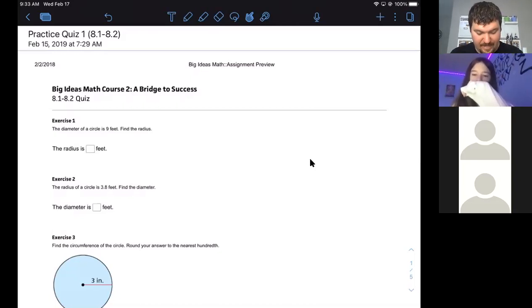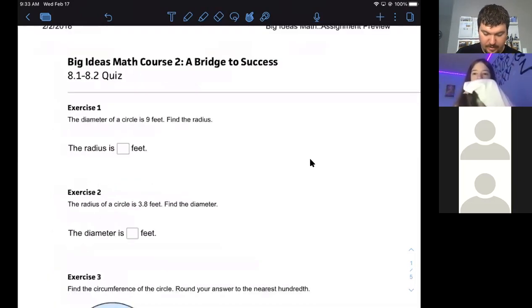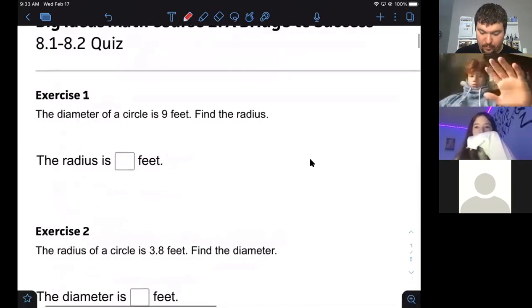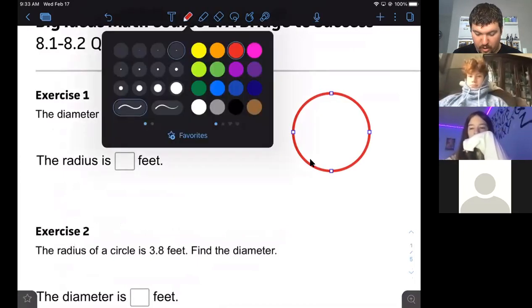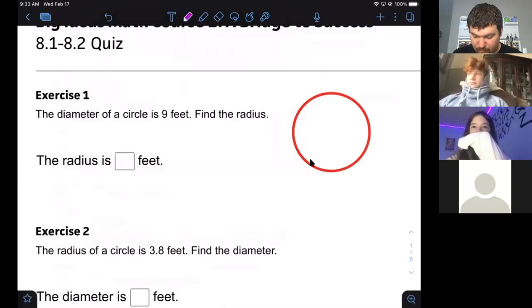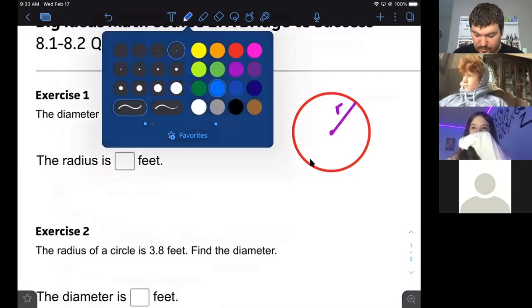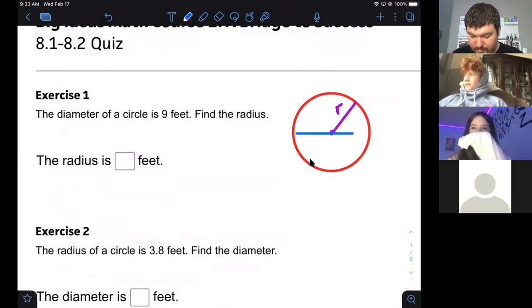Number 1 says the diameter of a circle is 9 feet. Find the radius. Okay, so remember, when you're talking about a circle, if you are looking at a center point on the circle and you have a line that goes from that center point to any point on the edge of the circle, that is called the radius. If you're looking at a line that goes through the center but goes all the way through the circle, that would be the diameter.